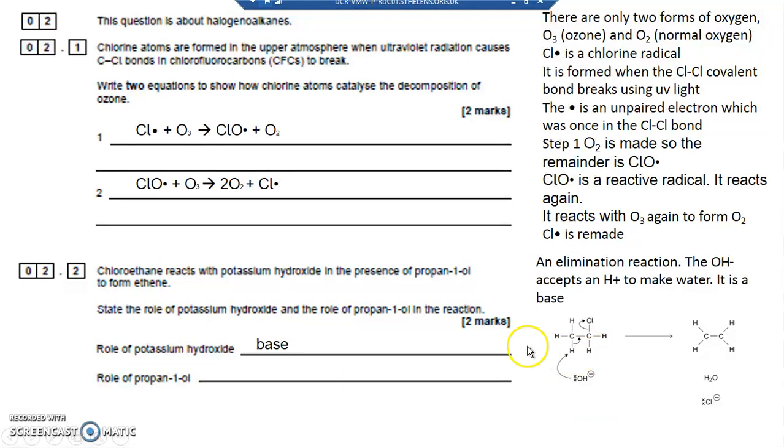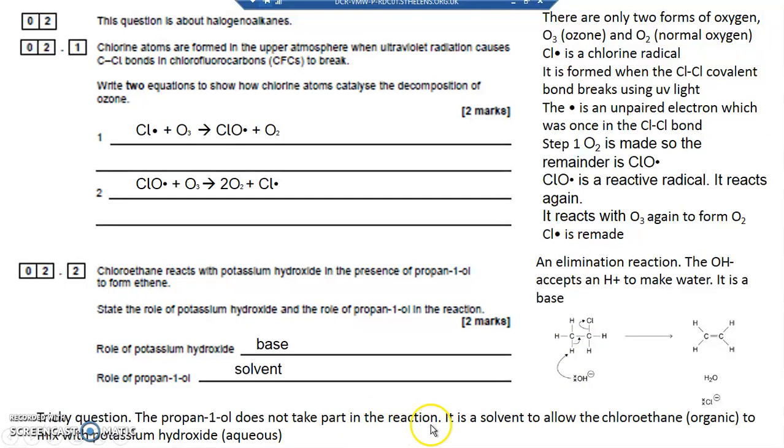Something that accepts an H plus is called a base. What's the role of the propan-1-ol? Well, the propan-1-ol doesn't appear here at all. You might think it's a catalyst. It's a tricky question. It's actually not a catalyst. What it's doing is allowing these two chemicals to react together, because this chloroethane is not really soluble in water, and this is soluble in water, but they're both soluble in propan-1-ol. So it's a solvent. It's used to dissolve both chemicals to allow them to mix and react together.